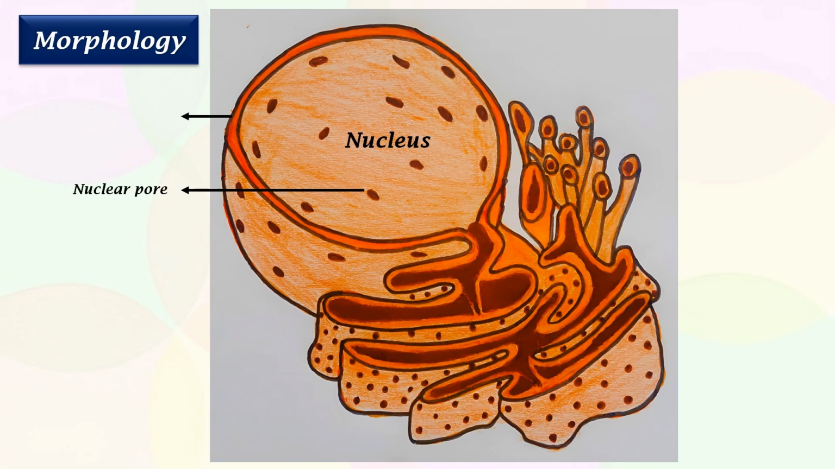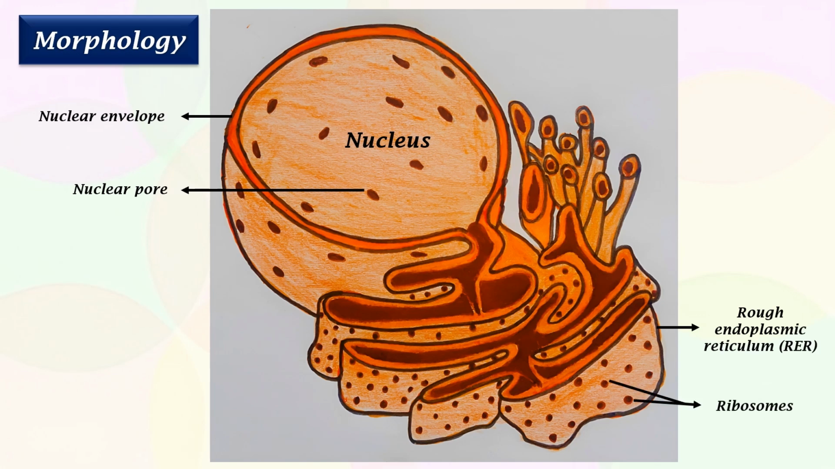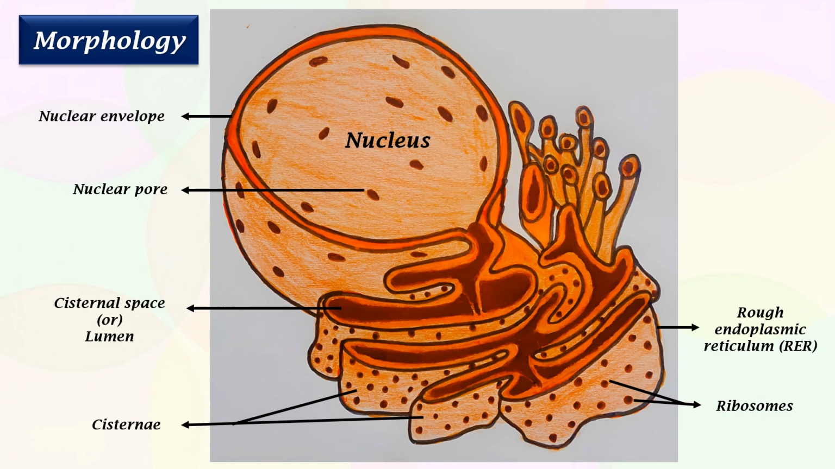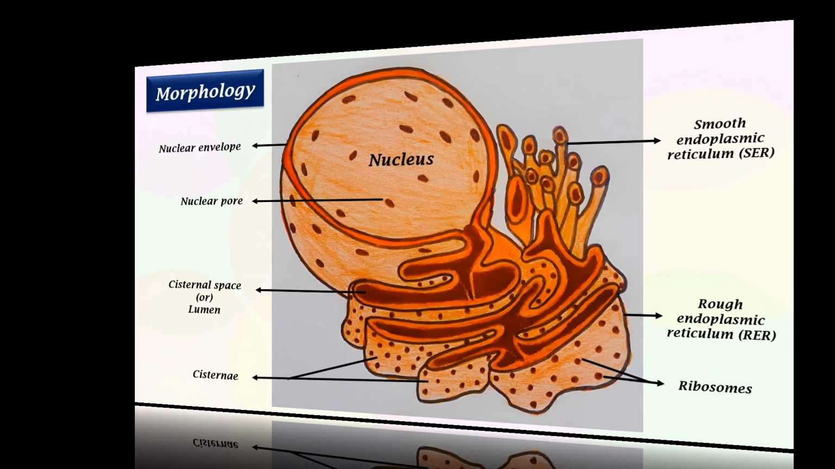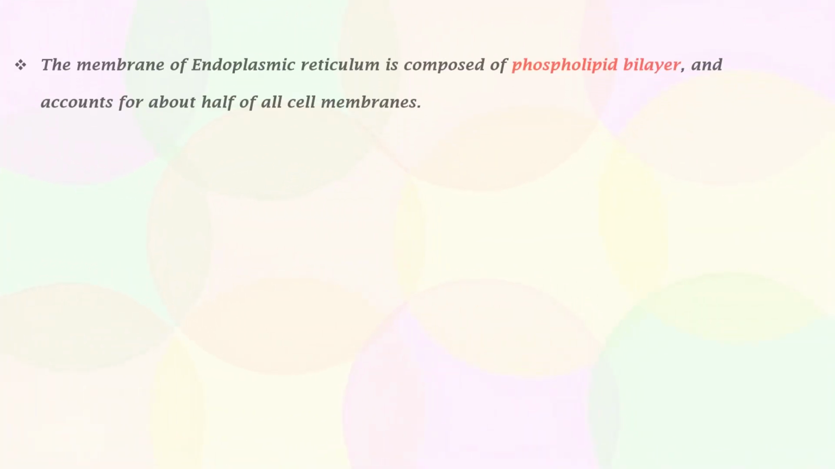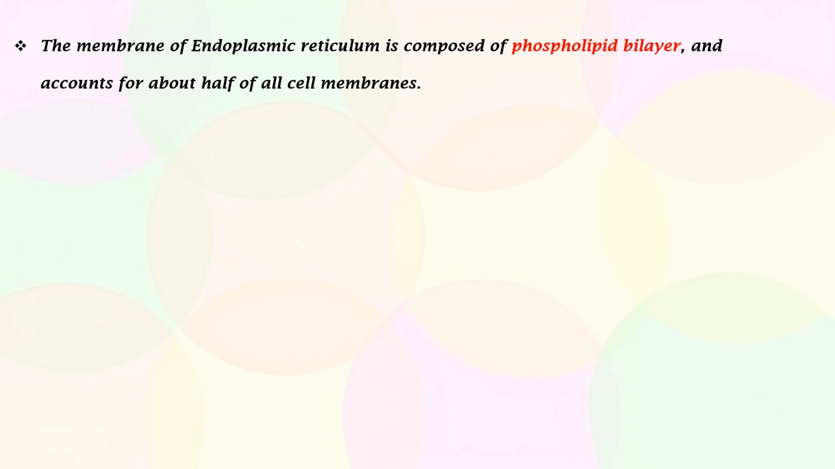The outer part of the nuclear envelope is continuous with the rough endoplasmic reticulum, which is embedded with tiny organelles called ribosomes. ER is a network of membrane-enclosed sacs, called cisternae. This highly convoluted space is called the ER lumen or the ER cisternal space. This part of ER without ribosomes is called the smooth endoplasmic reticulum. ER membrane is composed of phospholipid bilayer and accounts for about half of all cell membranes.